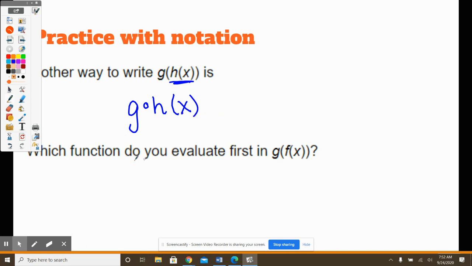Okay, what do you do first in G of F of X? You start with the innermost parentheses. So what do we evaluate first? We first evaluate the F of X.